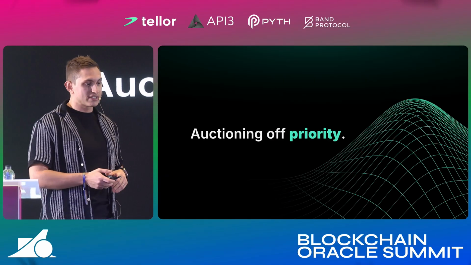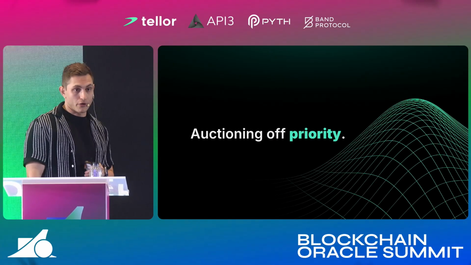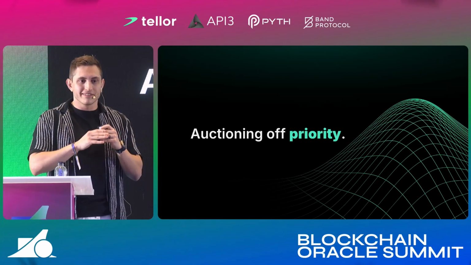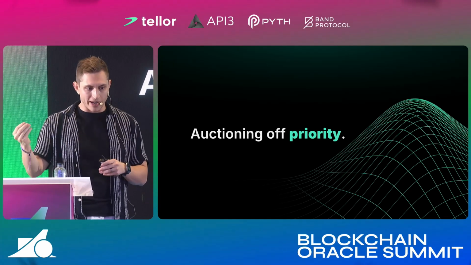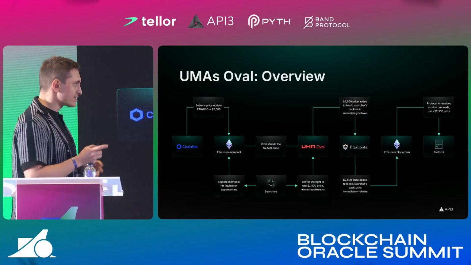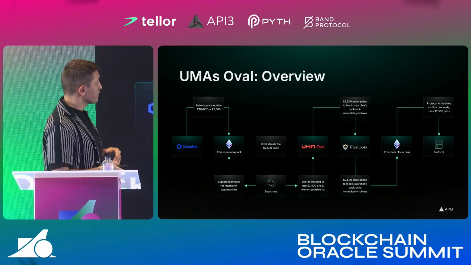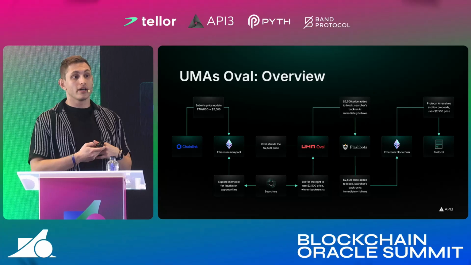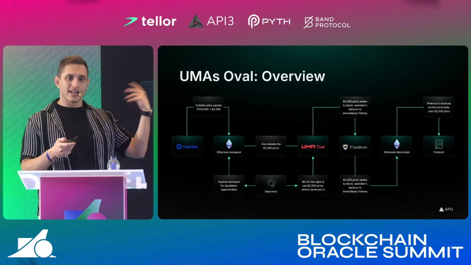And what all of these have in common, and what I already said in the panel, is that they are auctioning off priority. And how that priority is created kind of differs, but the general idea is you get access to something in a privileged way. So let's start off with Yuma's Oval. Basically, what we already said, Yuma's Oval is a wrapper around any oracle that artificially delays the oracle update and lets somebody else auction it off.